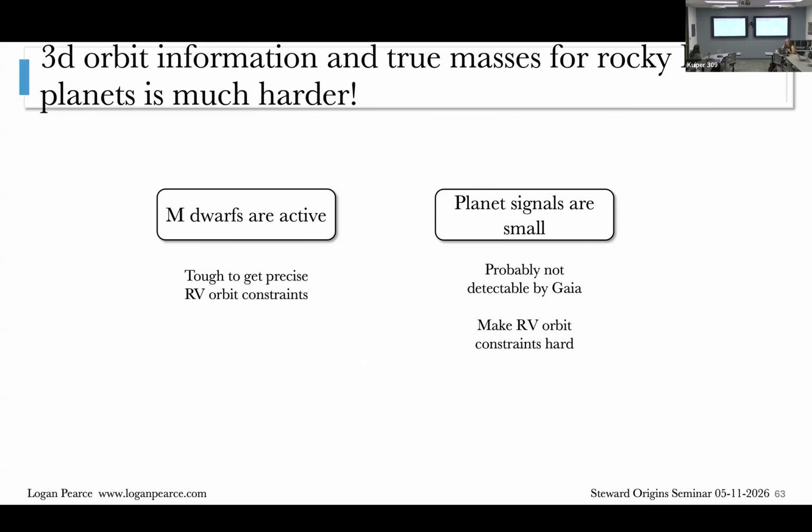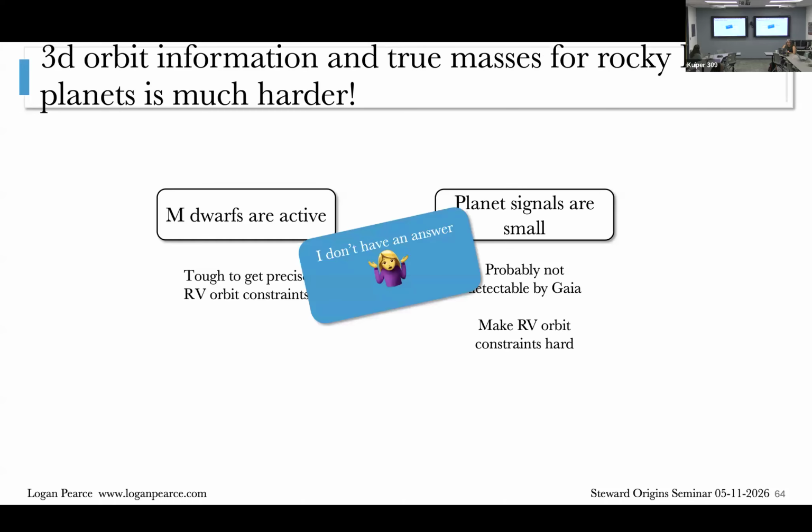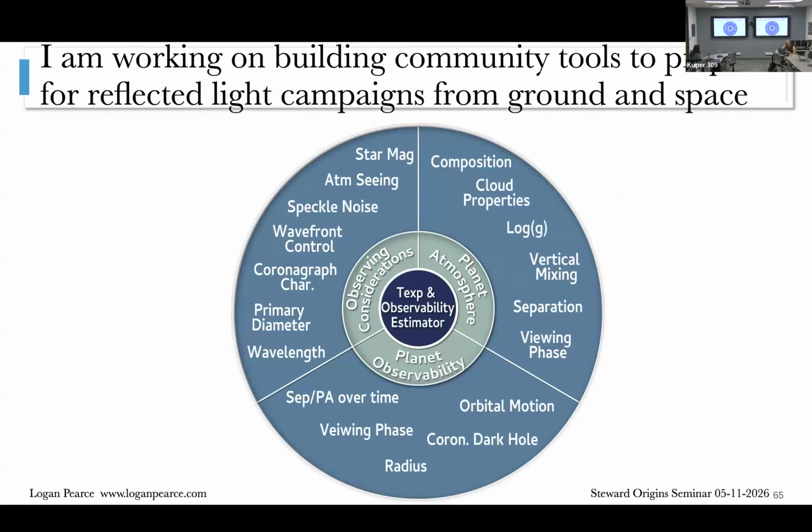Proxima b has been studied for a decade, and the orbital constraints are not very tight on that one, even though it's been observed to death, because of these fundamental issues. And so I don't know what the answer is for those. We'll see. So I'm working on tools for the community to try to plan for these observations.